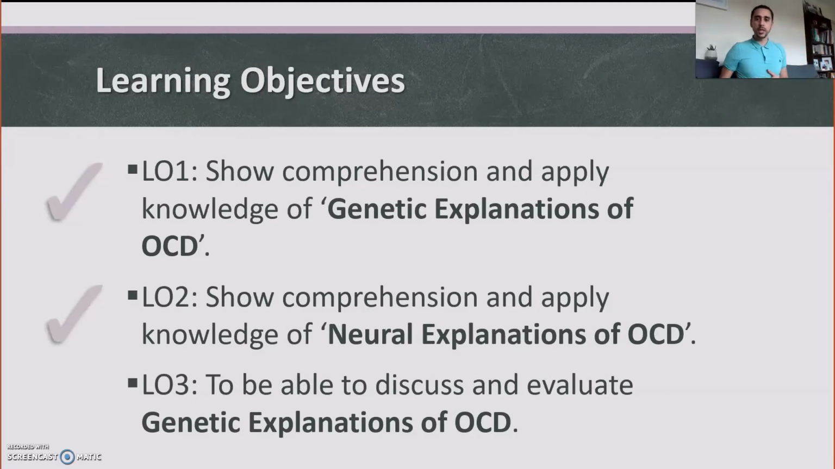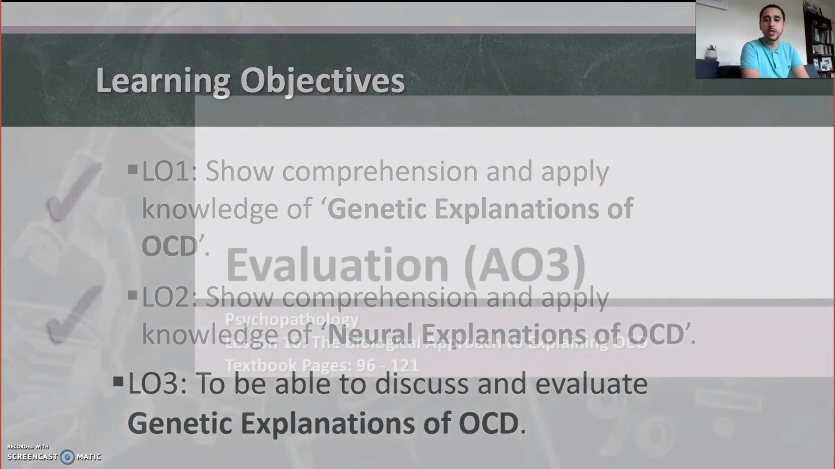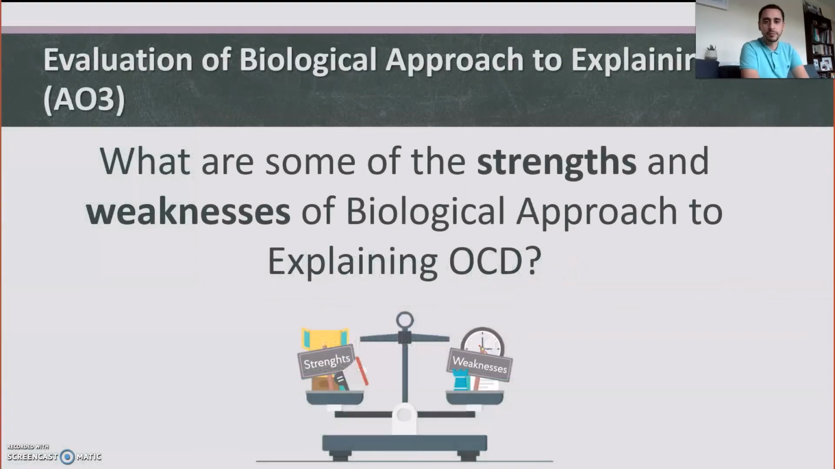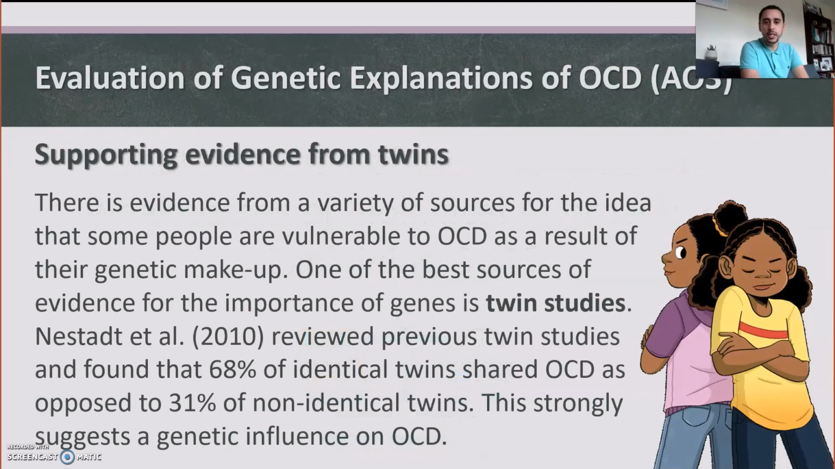Let's move on to learning objective 3 now, okay? To discuss and evaluate the genetic and neural explanations of OCD. What are some of the strengths and limitations of the biological approach to explaining OCD? Right. Supporting evidence from twins. There is evidence from a variety of sources for the idea that some people are vulnerable to OCD as a result of their genetic makeup.